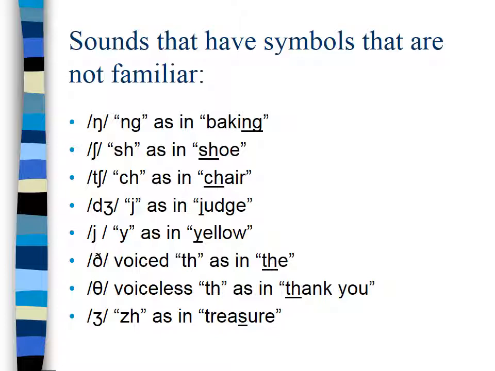So again, going back to the symbols here, we have the ng sound, the sh as in shoe, ch as in chair, j as in judge, y as in yellow. Now you'll notice that it looks like a letter J, but it actually is produced as a Y sound. We have the voiced th, the voiceless th, and the zh, as in the word treasure or azure.